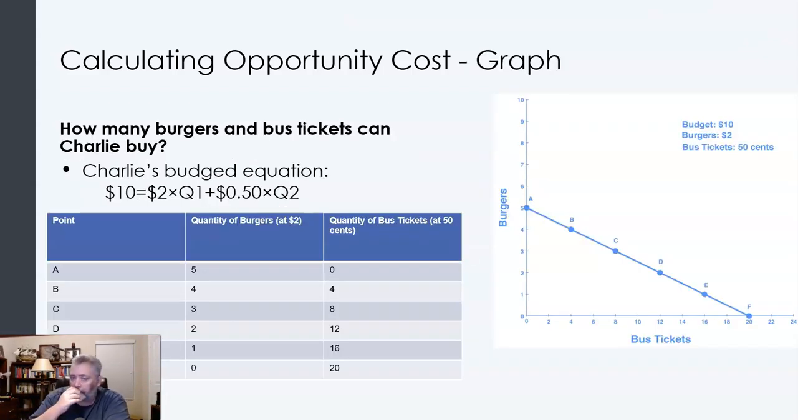All right, so here we are. And really what we're asking here is, what is the opportunity cost of a bus ticket? All right? I know, for example, that if I put all of my money, my entire budget towards bus tickets, I can buy 20 bus tickets. Similarly, if I put all my money towards burgers, I can buy 5 burgers. So I know that I am giving up 5 burgers for every 20 tickets I buy. I know that's the case. For every 20 tickets I buy, I'm not going to be able to buy those 5 burgers. But I want to know, what is the opportunity cost of a single ticket?